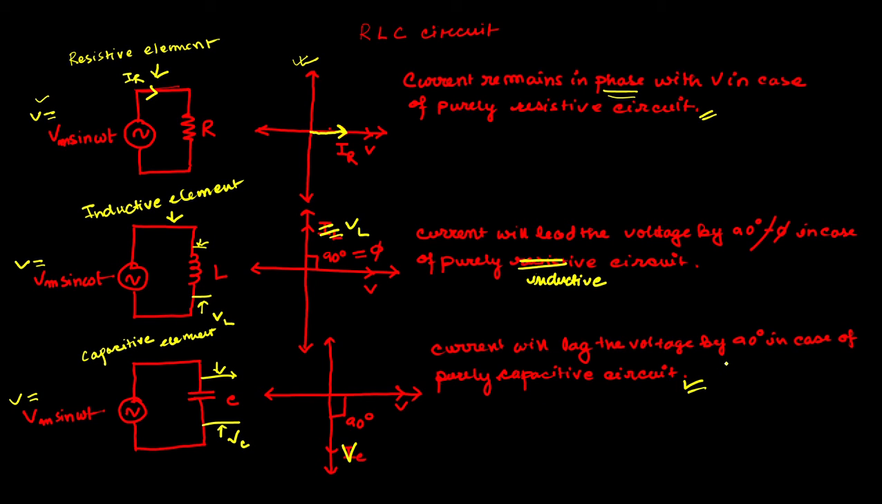Right? Now from here we can say that resistance does not introduce any phase difference between supply voltage and current. An inductive element makes the current lag when applied to a purely inductive circuit, and the capacitive element makes the current lead by 90 degrees.